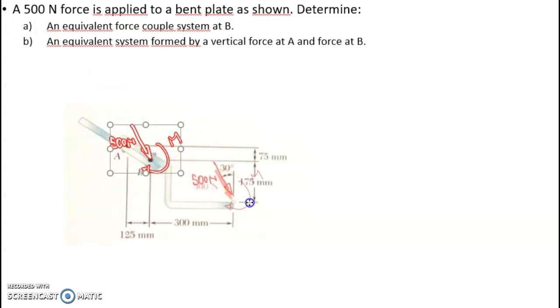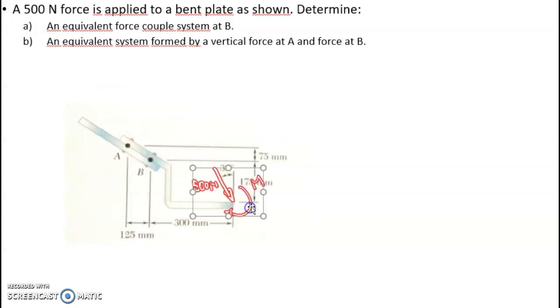So the translation of the force is easy, we just draw it somewhere else. The hard part of the task is to determine what's going to be the moment that we create with that translation. So as we have done before, the moment at B, which is the point where we actually want to translate the force, is going to be my force times a distance.